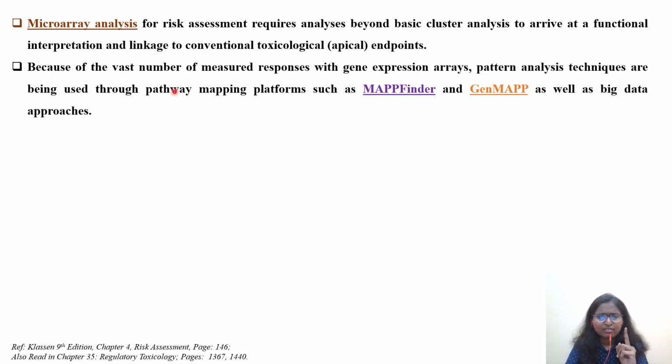Next, because of the vast number of measured responses with gene expression arrays, pattern analysis techniques are being used through pathway mapping platforms such as MapFinder and GenMAPP. So go back and read, at least have some idea what MapFinder is, what GenMAPP is. These are different gene mapping platforms, as well as big data approaches. Now, what is that? We have thousands of genes, and their responses are there. We are able to make cluster analysis, we are able to make a mapping, a decision tree like this. All those things can be learned in MapFinder or GenMAPP.